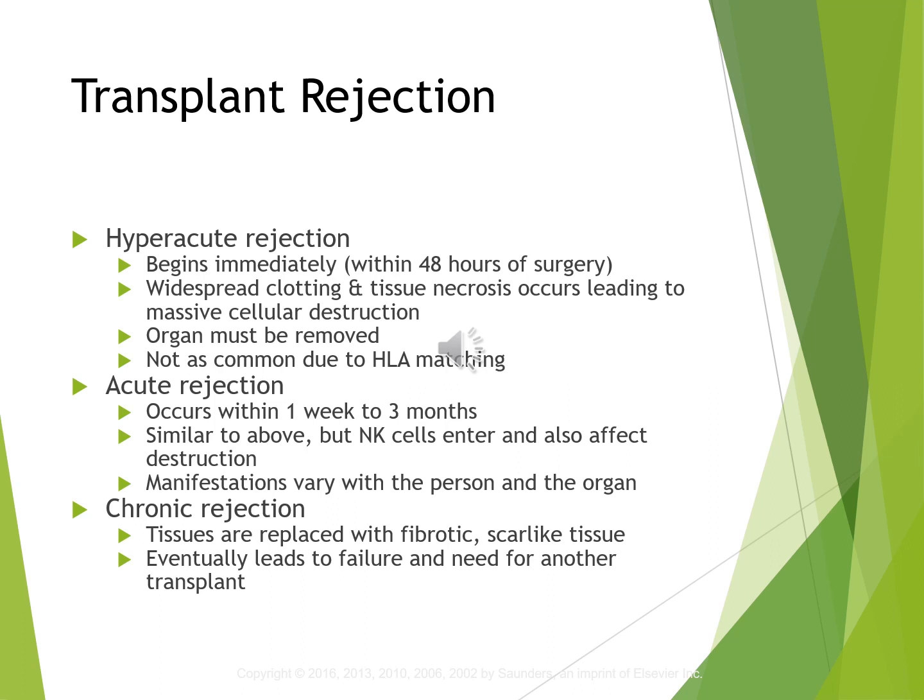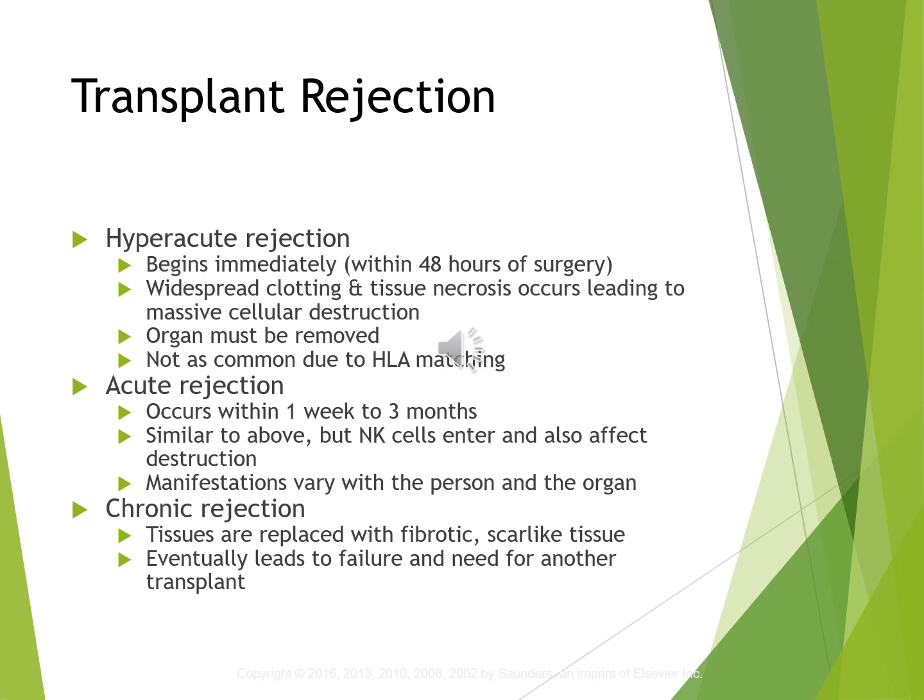Acute rejection occurs within 1 to 3 months. It's similar to the above in what happens, but the natural killer cells enter and also affect the destruction of the tissue. So it's not as rapid. Manifestations will vary with the person and the organ. It just depends on what organ you transplanted. So if I've transplanted a kidney and I have an acute rejection, eventually I'm going to start to see signs and symptoms of renal failure. If it's a liver, it's going to be liver failure. Okay, lungs, the lungs are not going to start working as well.